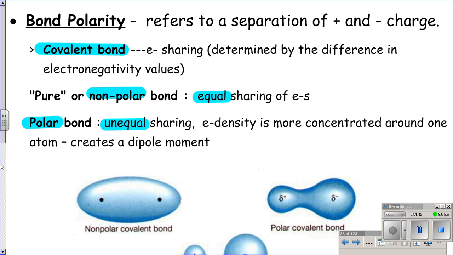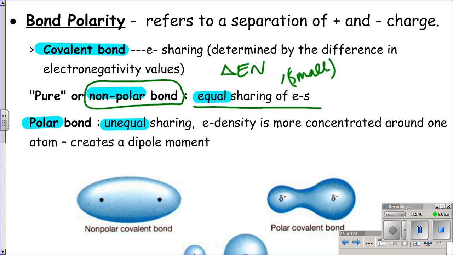A single bond between two atoms, when it's in a shared space, is going to be considered a covalent bond. Covalent bonds are usually bonds between two nonmetals. Those two nonmetals will have differences in their electronegativity. If their electronegativity difference is very small, so essentially they have equal sharing here, that's a nonpolar bond. And notice I'm saying nonpolar bond.